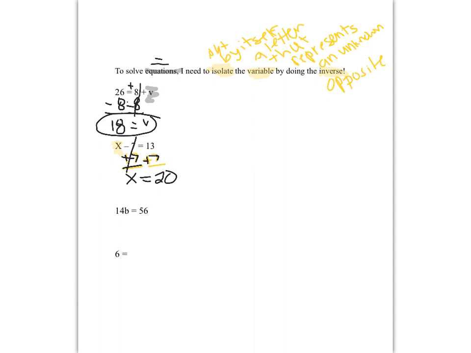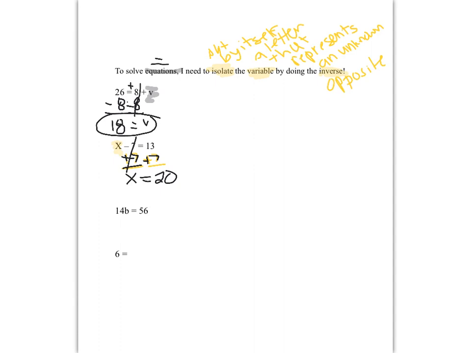On the next one, I have 14b equals 56. So the b is my variable. I need to isolate it by doing the inverse operation. Whenever you see a number sitting next to a letter or the variable, that 14 is called the coefficient and that b is the variable. There's no operation sign there, so whenever you see a coefficient sitting next to a variable, that just means that it is multiplying.